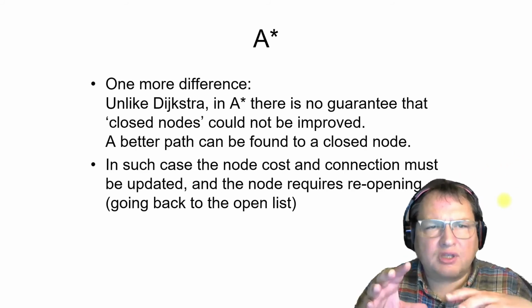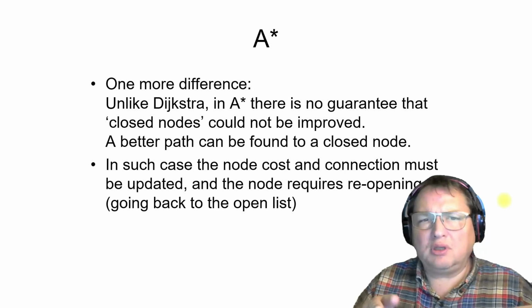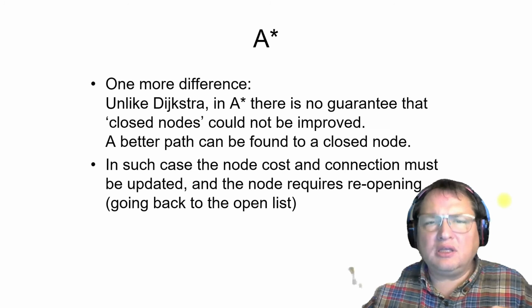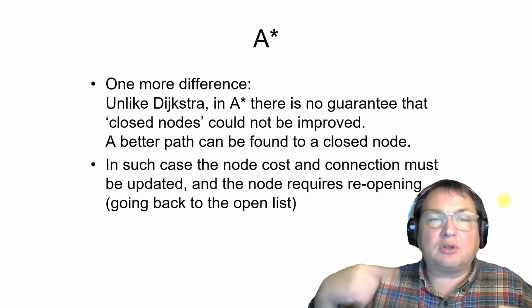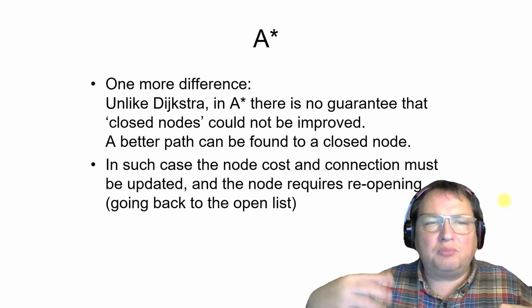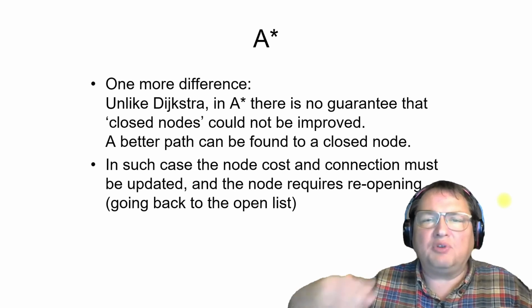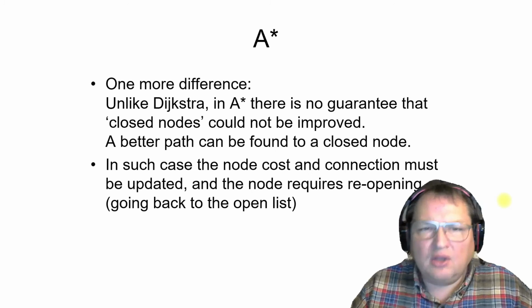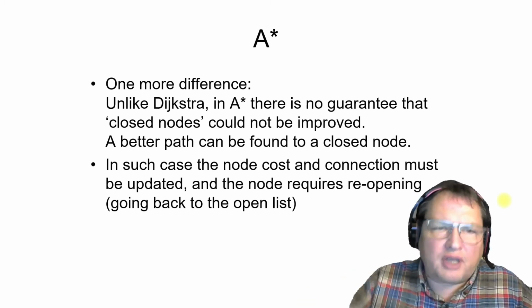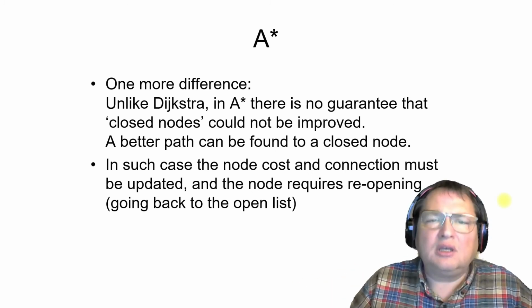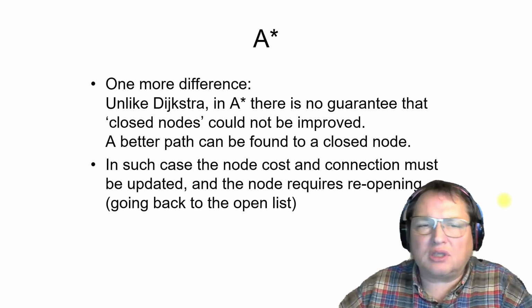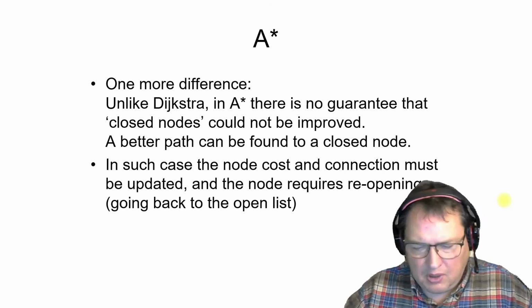Okay, there's one more difference between A-star and Dijkstra. Unlike Dijkstra, in A-star there is no guarantee that closed nodes could not be improved. A better path can be found to a closed node. In such a case, the node and the connection must be updated, and the node requires reopening, so a closed node can go back to the open list.